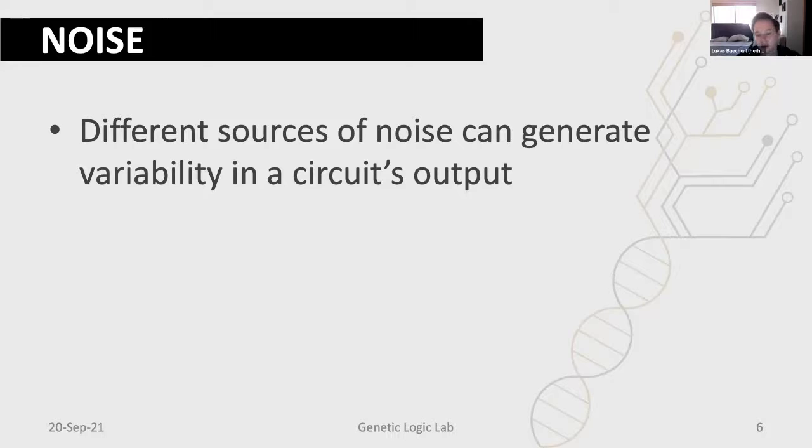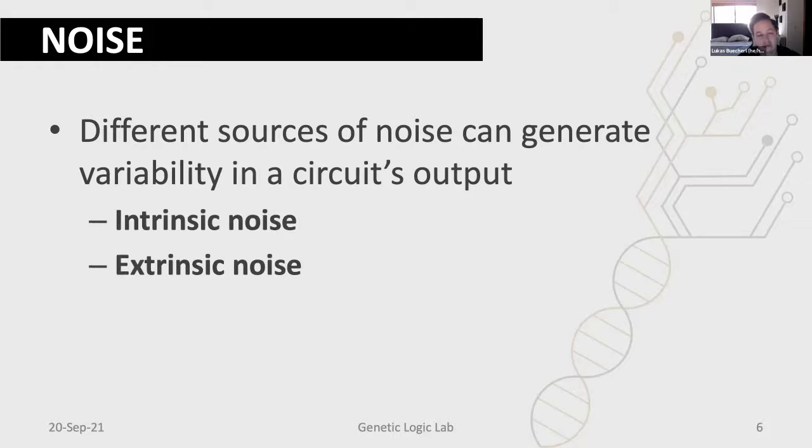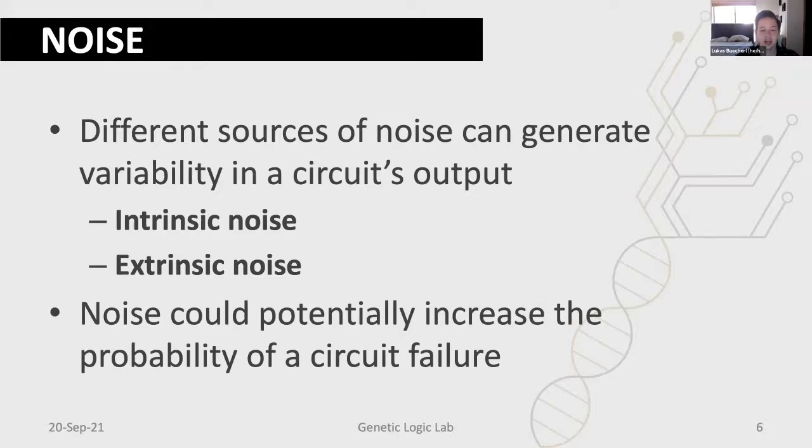So we have different sources of noise that can generate variability in the circuit's output, and the noise that we look at, we divide basically into intrinsic and extrinsic noise. Noise can obviously increase the probability of a circuit failure. So before we go to the results, I want to take a minute to talk about intrinsic and extrinsic noise.